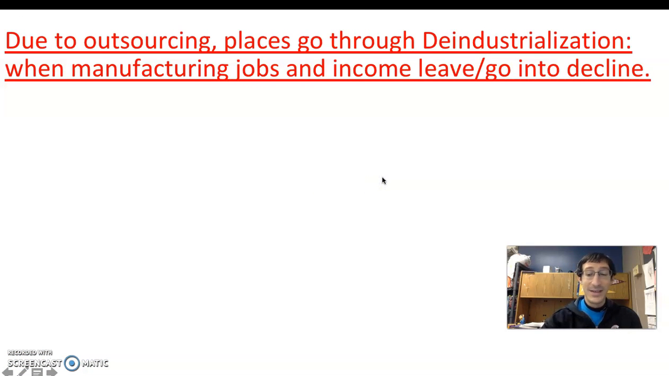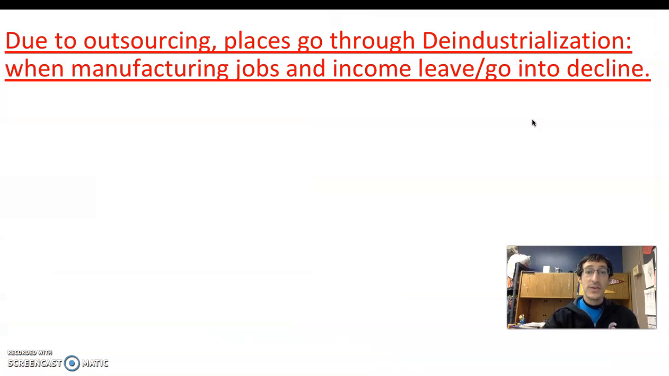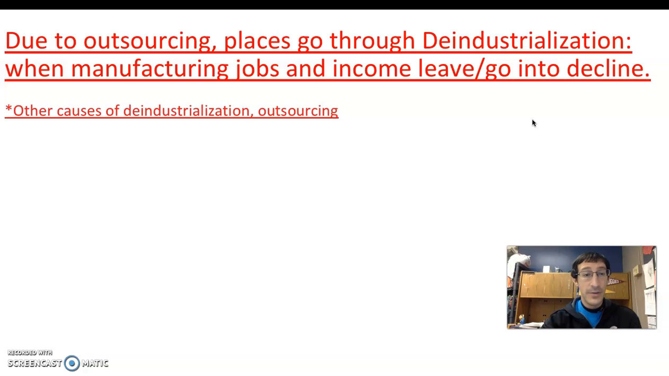So it's not as expensive to hire people to work in these industries, all right? Because typically union jobs pay more, and they have to pay higher benefits and wages. And when you don't have to join a union, that actually lowers the cost. So a lot of states prefer to be right to work because it brings more jobs in, lower wages, but more jobs in total. So when that happens, due to outsourcing, places go through what we call deindustrialization, and that's when manufacturing jobs and income leave or go into decline.